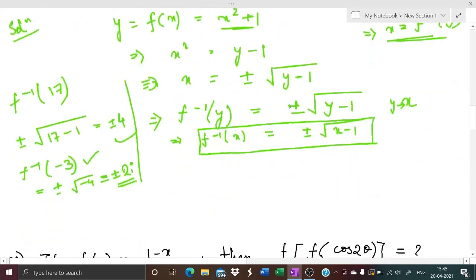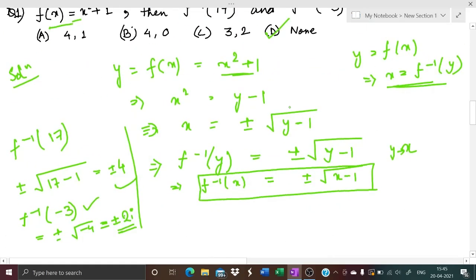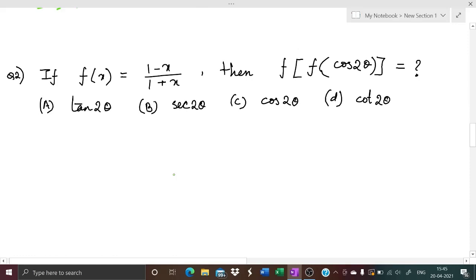Okay, so you have understood how to solve questions with inverse. This is the basic trick of converting the function and finding out your inverse. Fine. Next question. Next question is a question on composite functions. Composite function questions are very easy, but also very basic questions which can come in JEE.